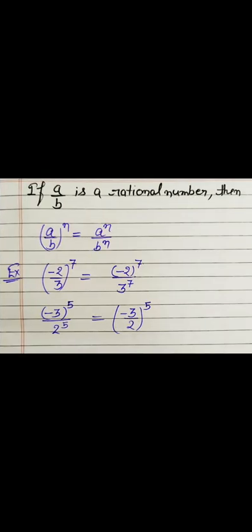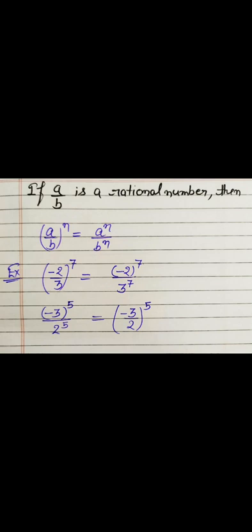Next, if we are having any rational number a upon b with a whole power n, then the power will be of both the numbers. As you are seeing here, a upon b to the whole power n, we can write it as a to the power n upon b to the power n. As you are seeing in the example, we are having minus 2 upon 3 to the whole power 7. So this power 7 will be of both the numbers. That can be written as minus 2 to the power 7 upon 3 to the power 7.